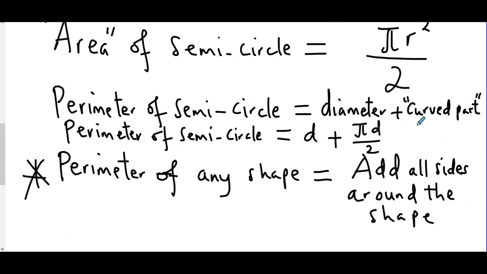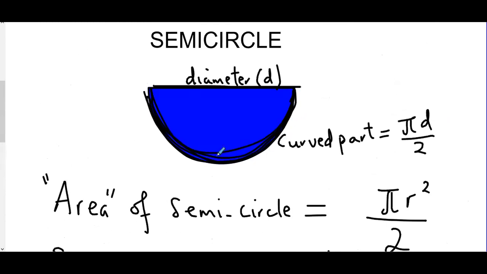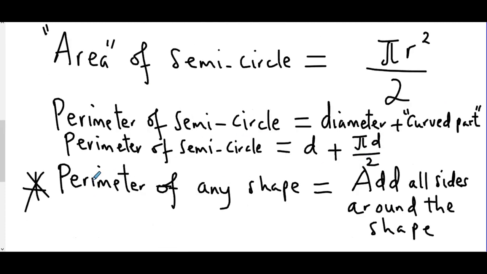But how do we calculate the curved part of a semicircle? The curved part of a semicircle is pi d over 2. Why take pi d? Because pi d is the circumference of the whole circle. But this is not a whole circle, this is half of a circle. So I do pi d, and the answer I get, I divide by 2. So what is the formula for the perimeter of a semicircle? The perimeter of a semicircle is d, the diameter, plus pi d over 2. That is the perimeter of a semicircle.